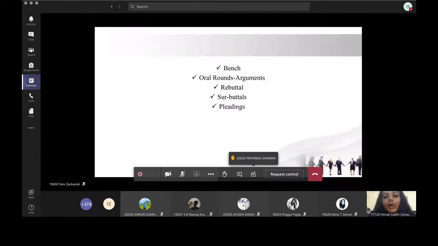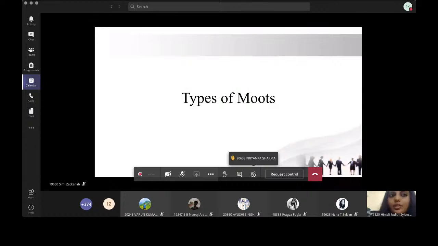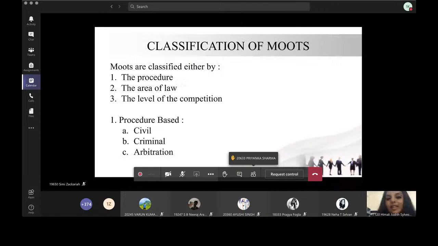So now we move on to learn types of moots. So moots can be divided on the basis of three things. One is the procedure that's used while mooting. Second is the area of law that it focuses on, and third is the level of competition.